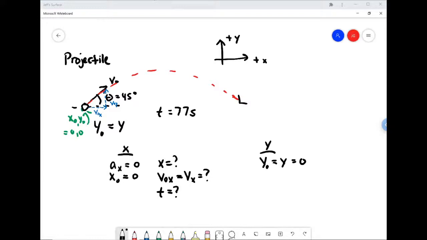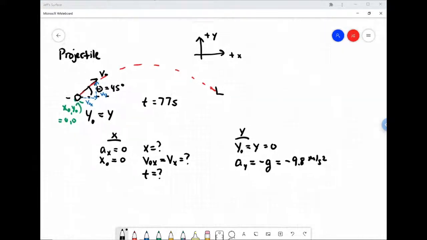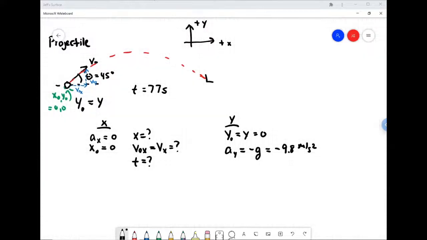What else do I know? Well, I know the acceleration in the y direction equals negative g, which is negative 9.8 meters per second squared. What don't I know? Well, I don't know the initial velocity in the y direction. I don't know the final velocity in the y direction. I don't know how long it's in the air.